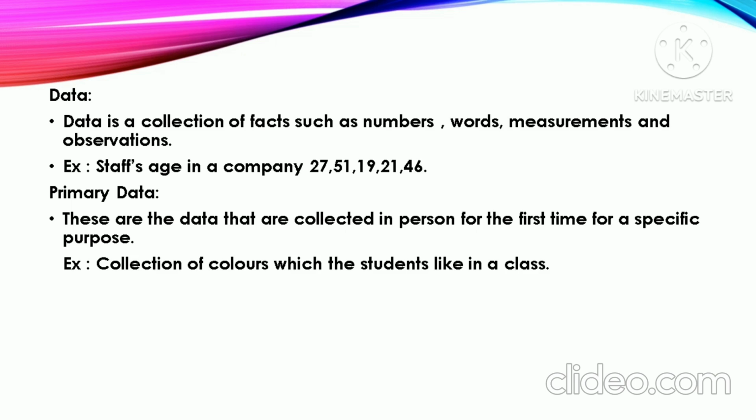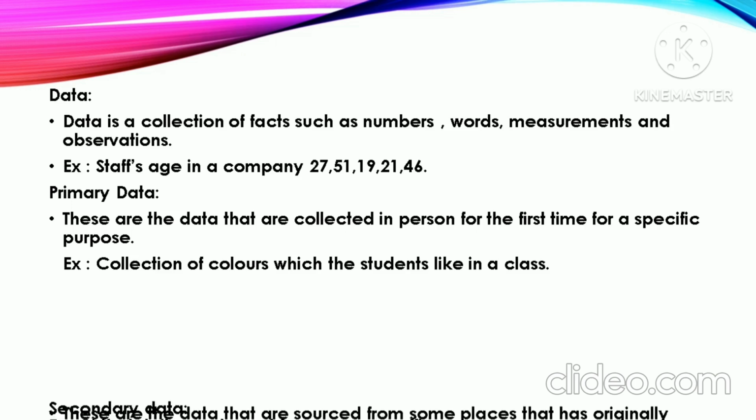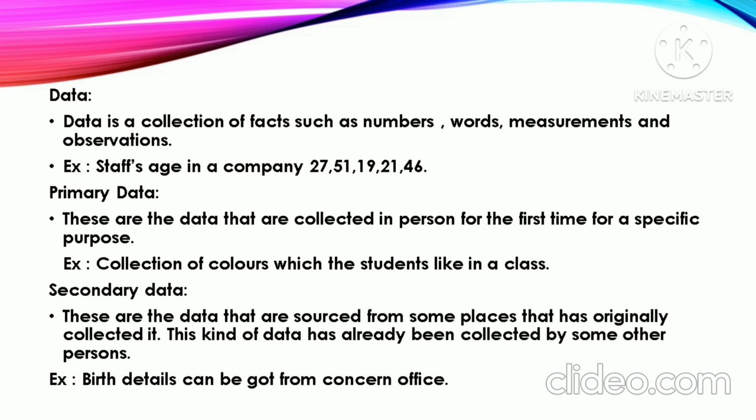Now let's discuss what is primary data. These are the data that are collected by a person for the first time for a specific purpose. For example, collection of colors which the students like in your class. Next, secondary data. These are the data that are sourced from places that originally collected them. This kind of data has already been collected by some other persons. For example, staff details can be got from the concerned office.